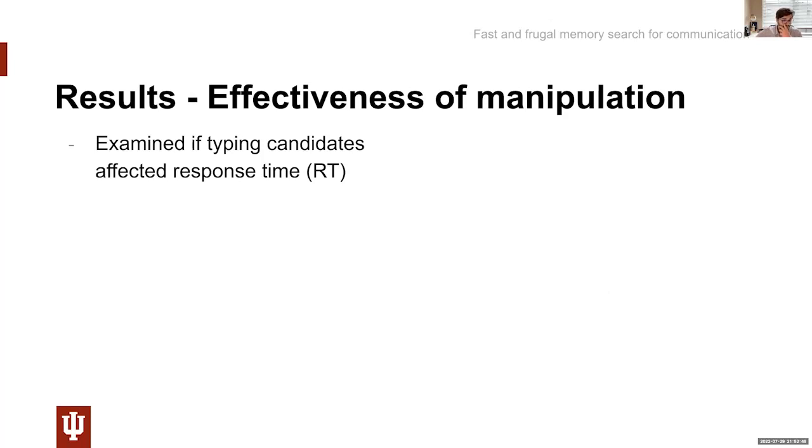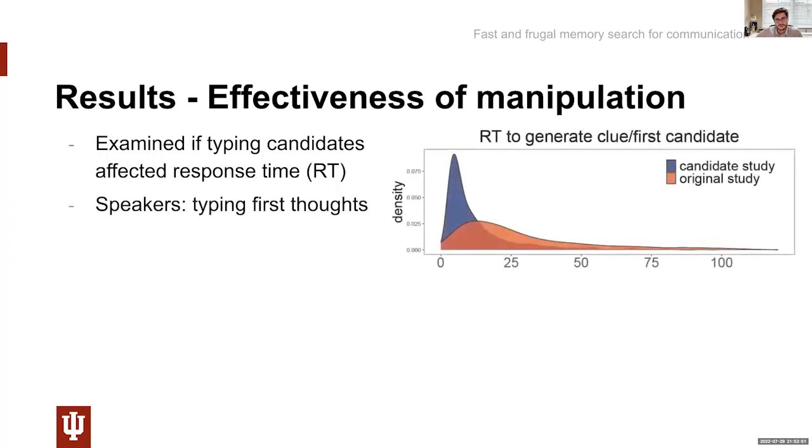We wanted to examine if typing the candidates affected the response time. In the first study, when generating their final clues, they had to type in their clues rather than select them on a computer. We can see that this heavily affected the response time when generating the final clues, because they could have thought this initially and then just selected or written down whatever they liked.